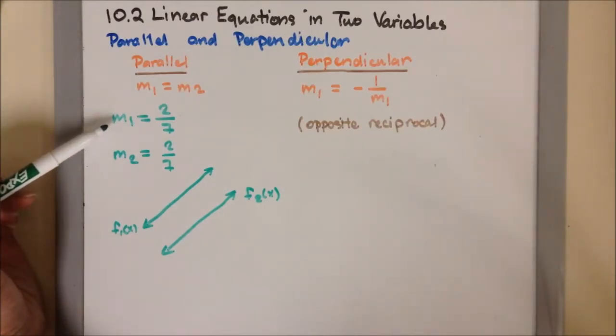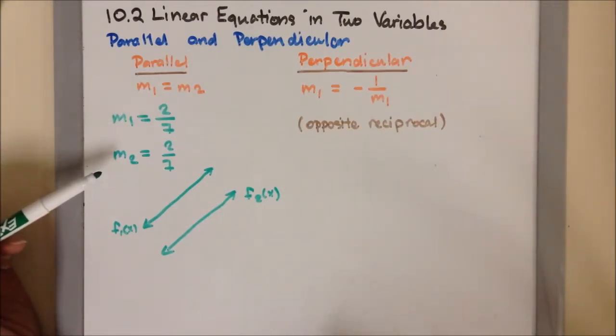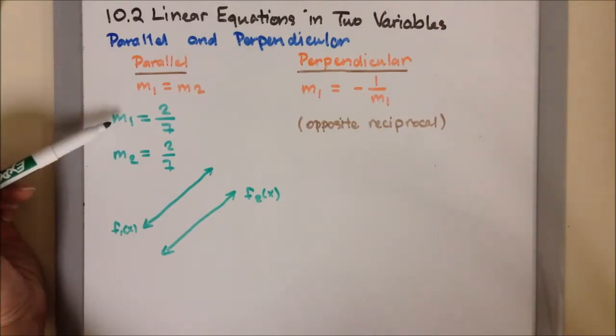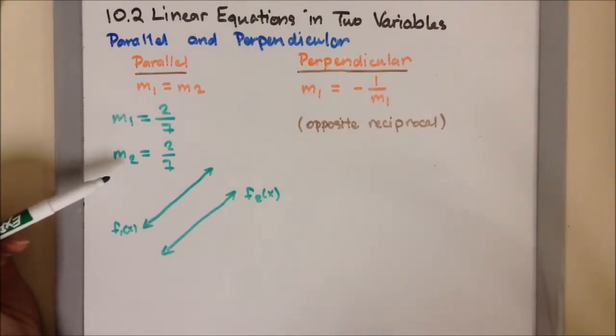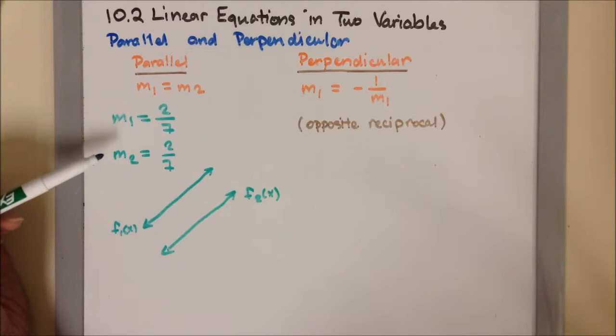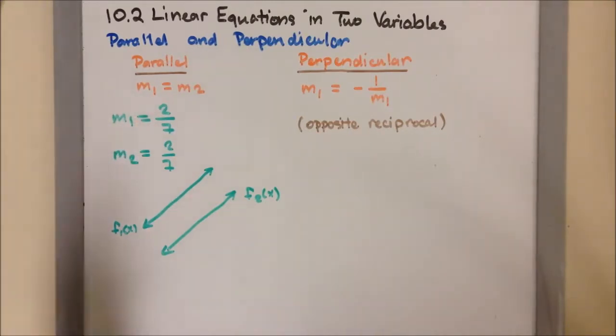If the first slope is positive, then the second one has to be positive. If the first one is negative, then the second one has to be negative. In order for two slopes to be parallel, they must be exactly the same.